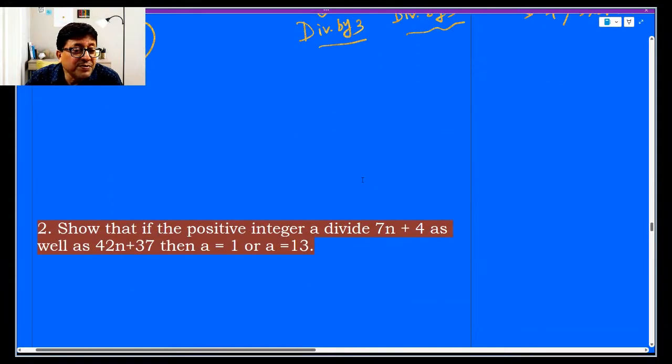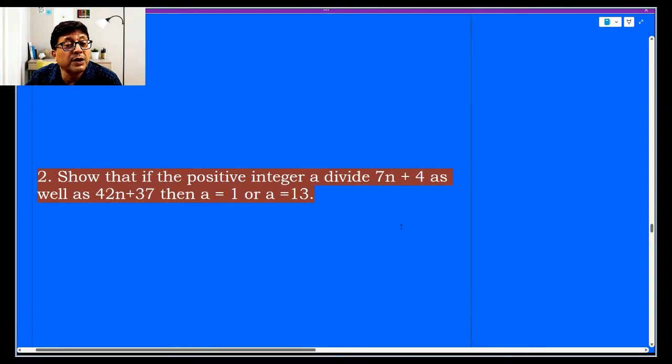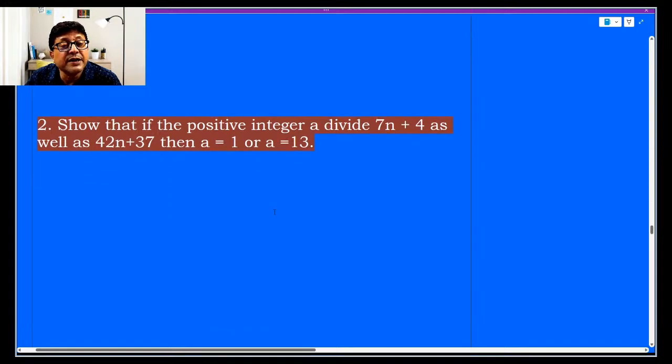Let us do this one. Show that if the positive integer a divides 7n plus 4 as well as 42n plus 37, then a is going to be 1 or a is going to be 13. I told you the sum is based on your common sense only. You just think a little bit, then it is solved.